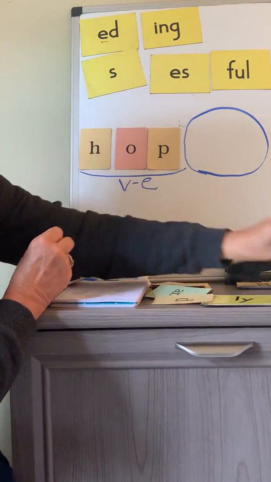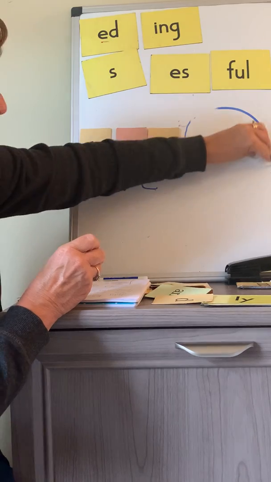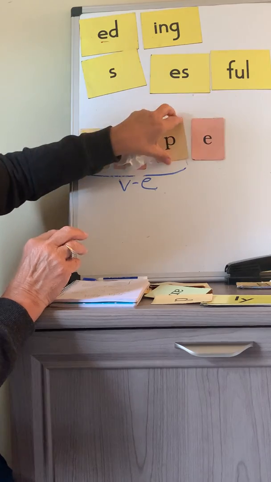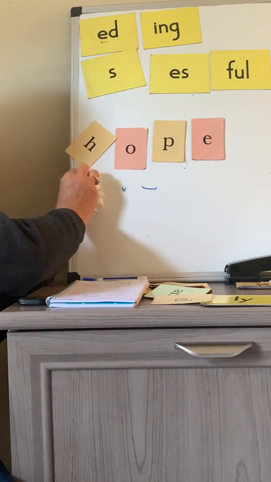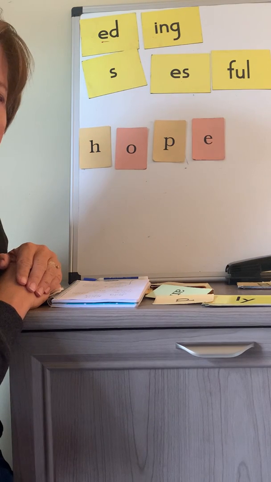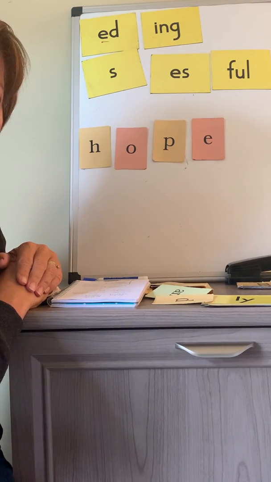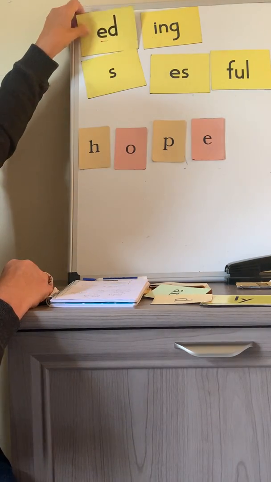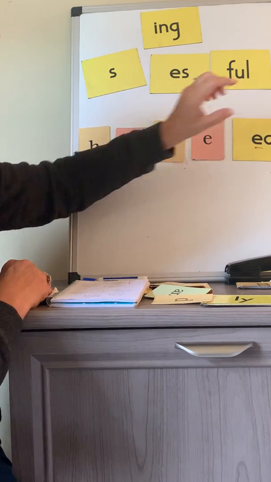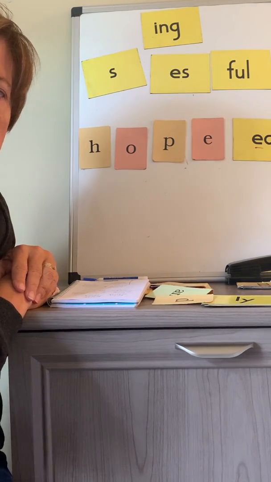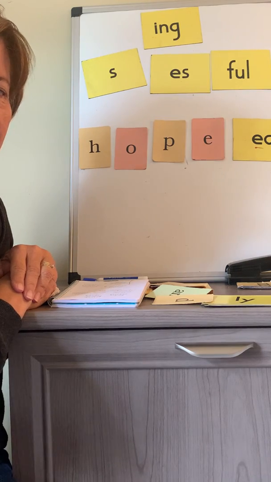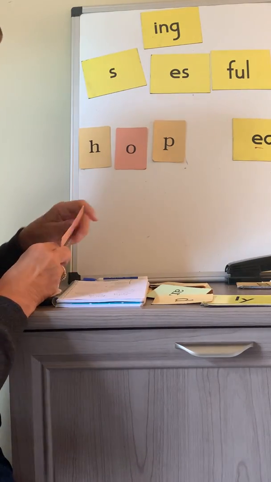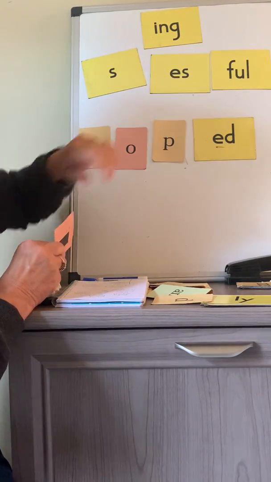Now this one is tricky because it doesn't look like I've done anything to the base word. Here's my base word to start with again. What if I wanted to make that word hoped? Hoped. ED sounds like a T that time. Well, if I just add the ED on, look what happens. I'm not making hoped, I'm making hopeed. So really, I am taking off the silent E and putting the ED on.